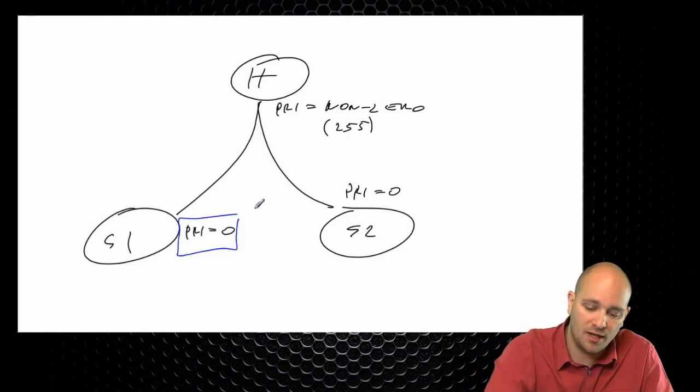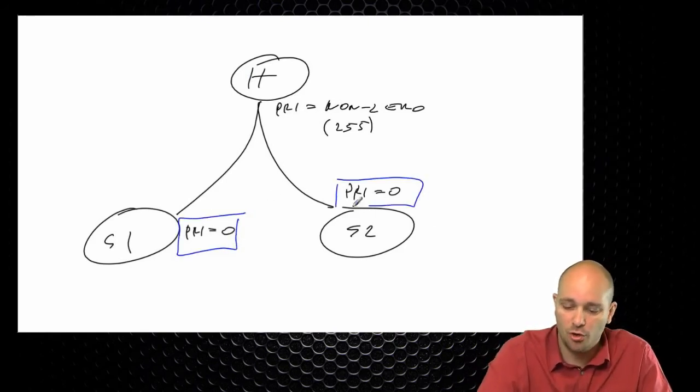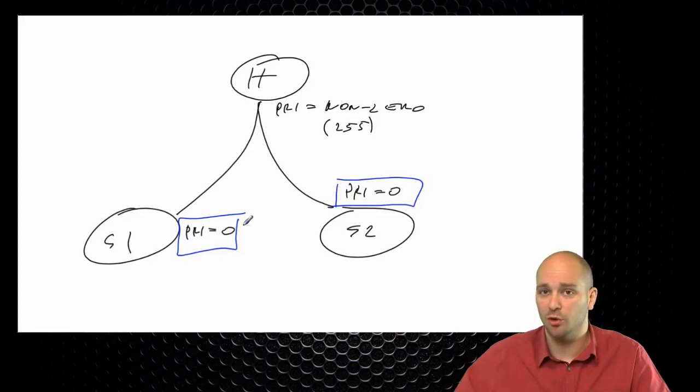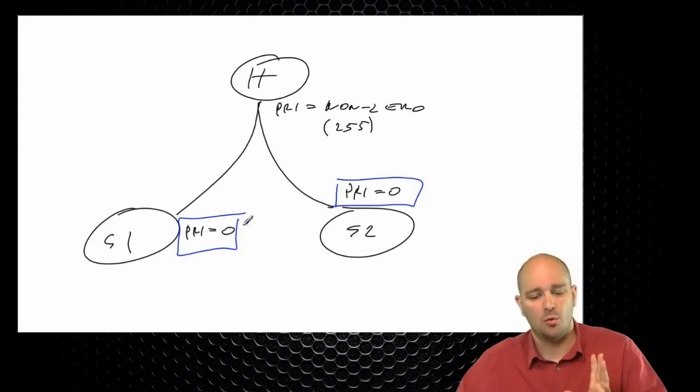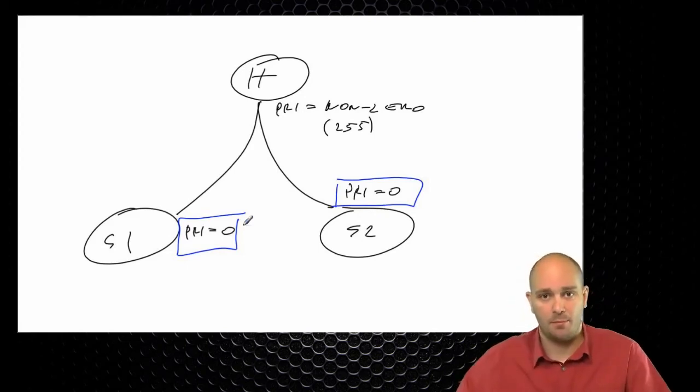Whenever you are dealing with hub and spoke environments, on your spokes, you need to make sure that your spokes have the priority set to 0. If you don't set the priority to 0, you are going to have a problem.